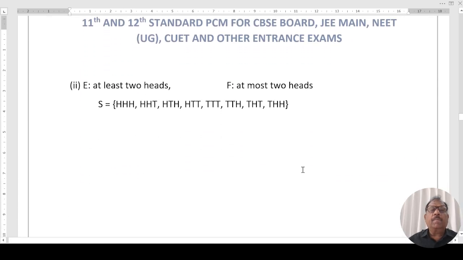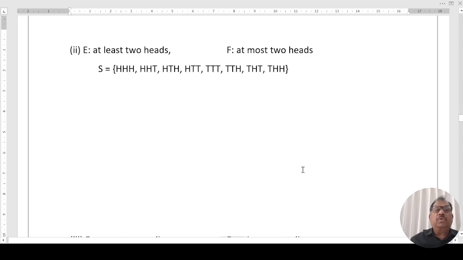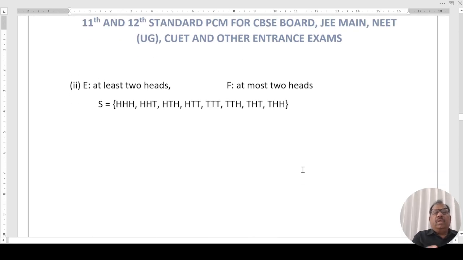Second part is at least two heads. E is the event at least two heads, F is the event at most two heads. This is the sample space, 2 to the power 3, 8 elements are there.